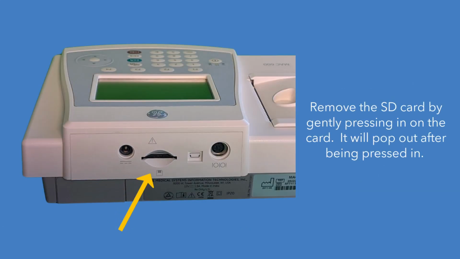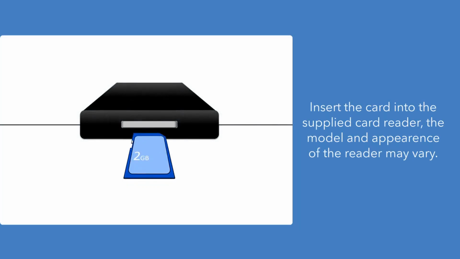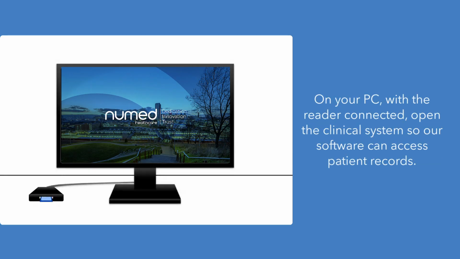Remove the SD card by gently pressing in on the card. It will pop out after being pressed in. Insert the card into the supplied card reader. The model and appearance of the reader may vary. On your PC, with the reader connected, open the clinical system so our software can access patient records.